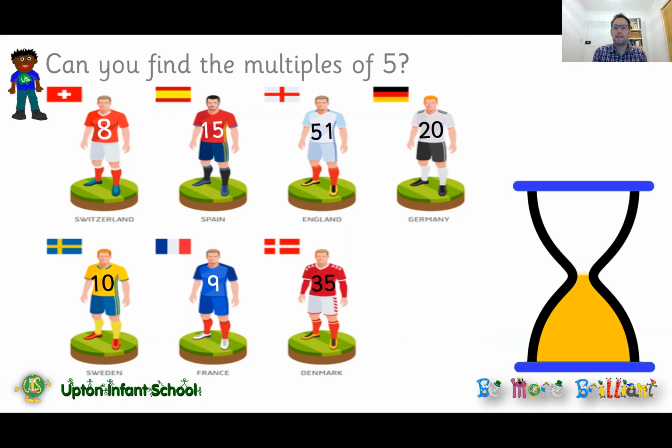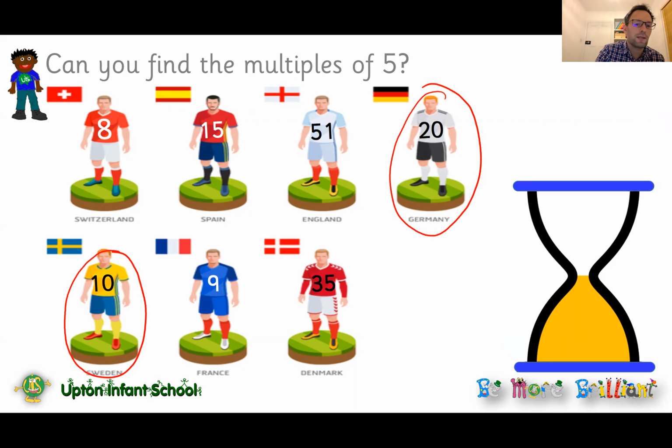Have we spotted any numbers there which end in a 0? Any footballers wearing a kit that's got a number with a 0 on the end? Well, I can see our German player, number 20, there he is. That number ends in a 0, so that's a multiple of 5. And oh look, a Swedish player, he's got number 10. 10 ends in a 0, so that's a multiple of 5 as well.